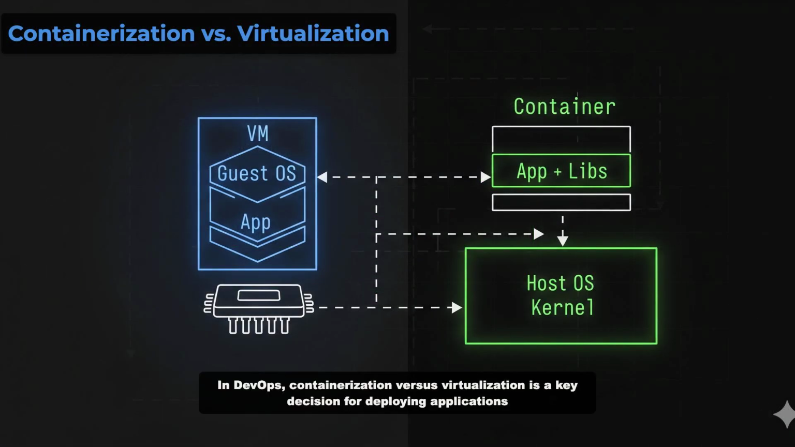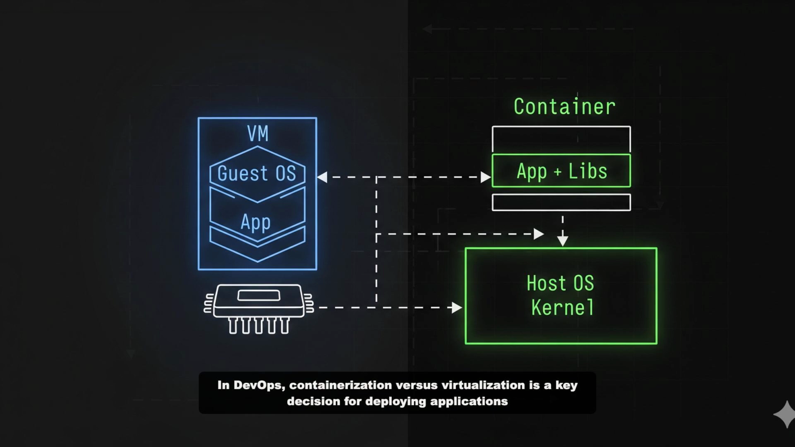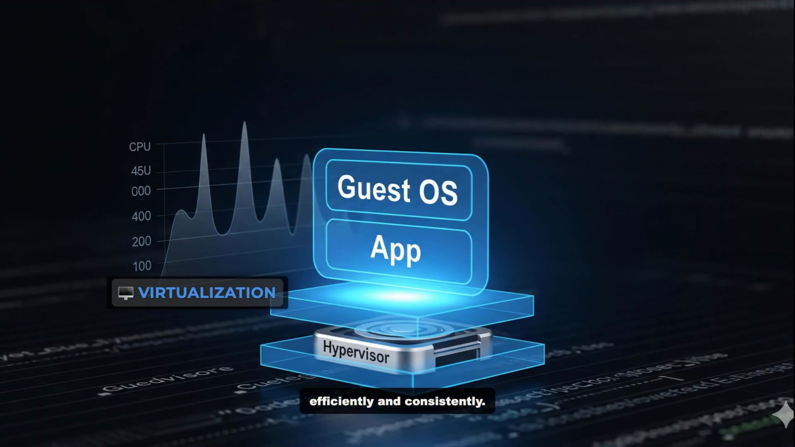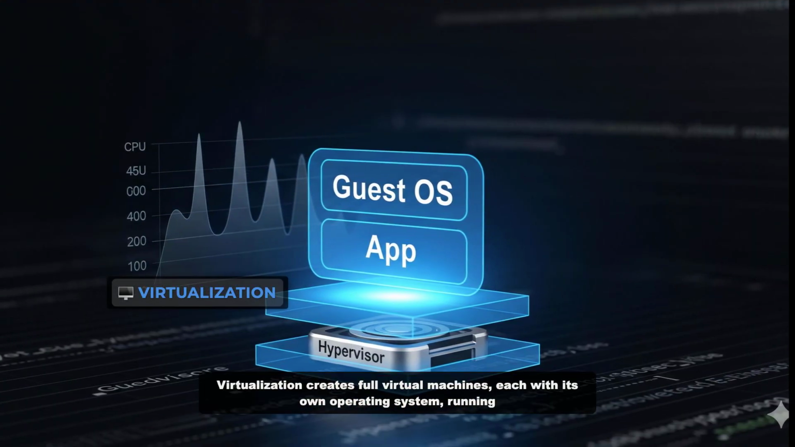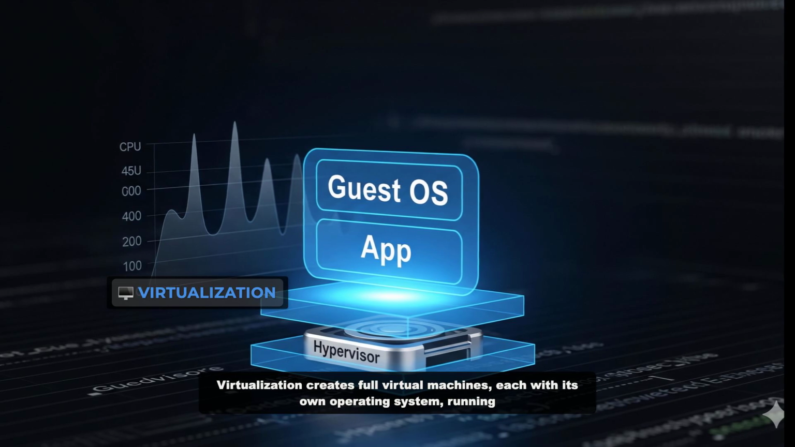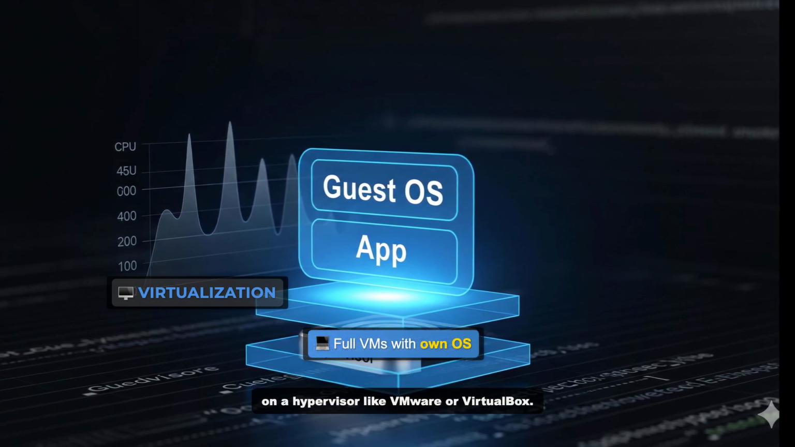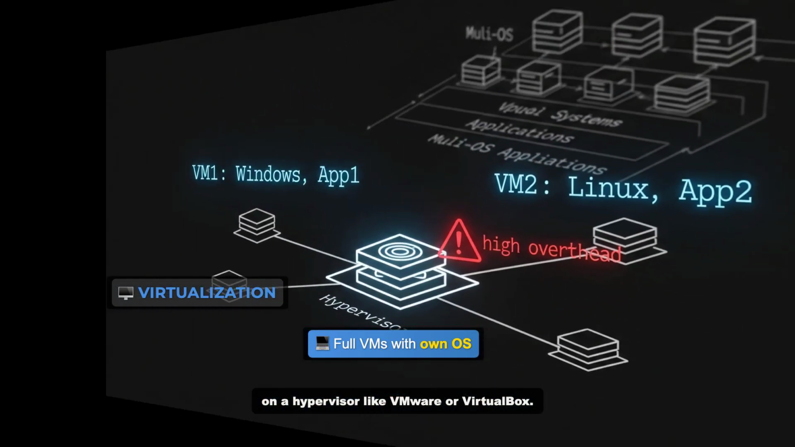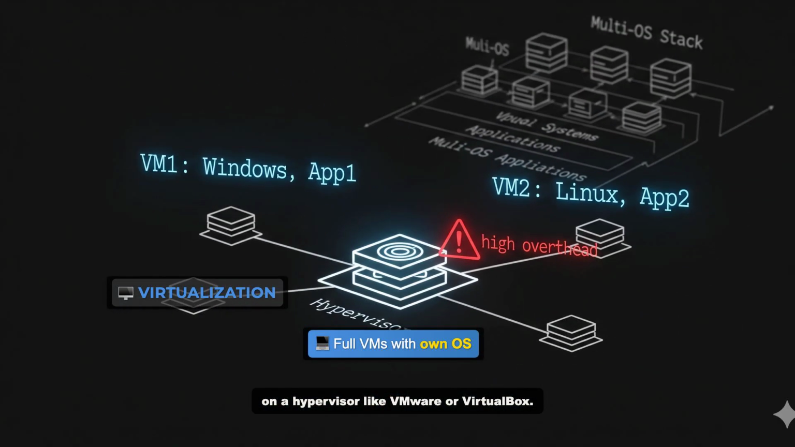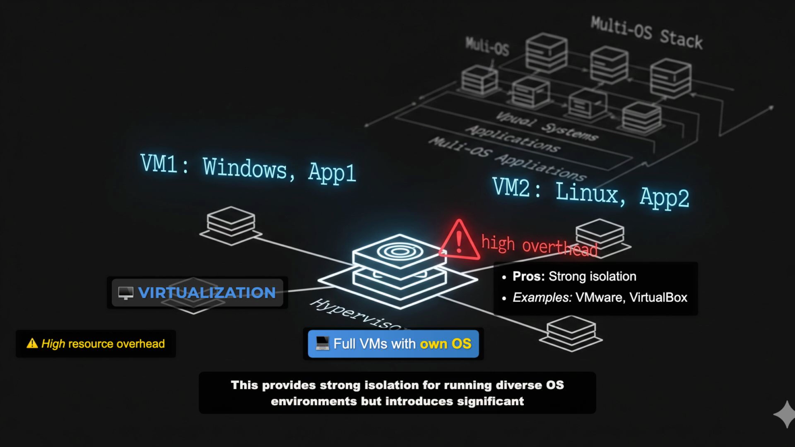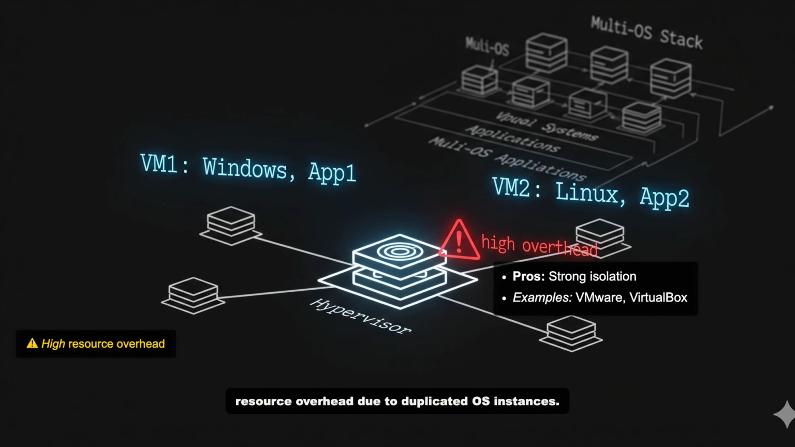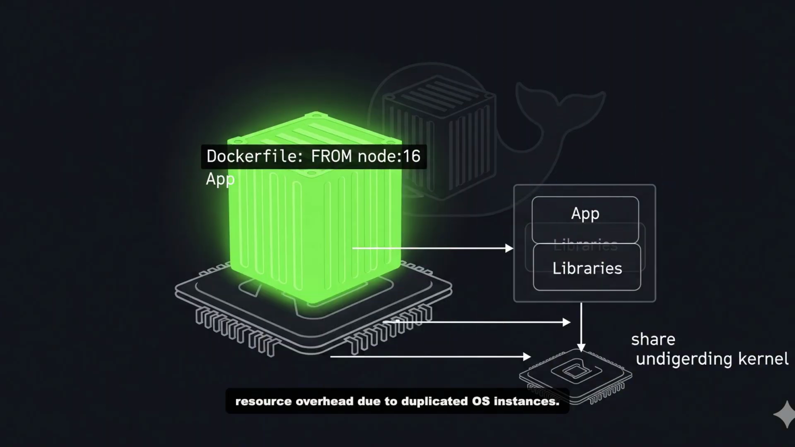In DevOps, containerization versus virtualization is a key decision for deploying applications efficiently and consistently. Virtualization creates full virtual machines, each with its own operating system, running on a hypervisor like VMware or VirtualBox. This provides strong isolation for running diverse OS environments, but introduces significant resource overhead due to duplicated OS instances.